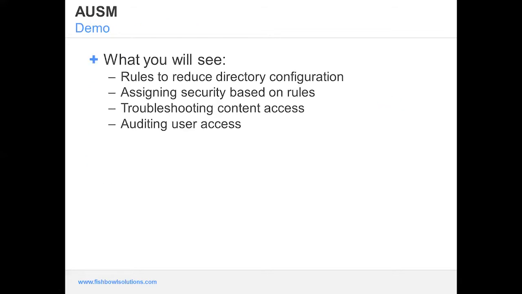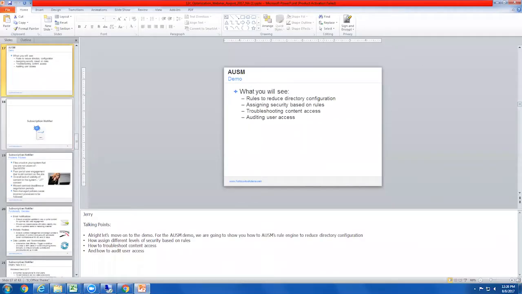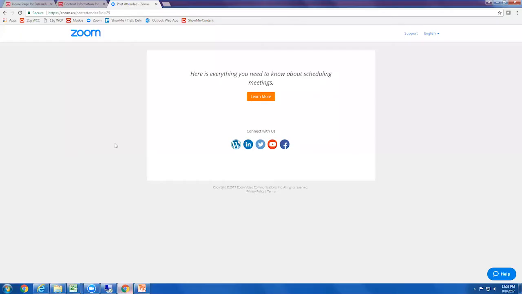So what I'm going to show you in a demo is a brief little snippet of how Awesome works, the user interface page, and how its configuration might work under a couple different scenarios, how assigning security based on rules works, troubleshooting content access, and auditing user access. So I'm going to flip over between my environments here.